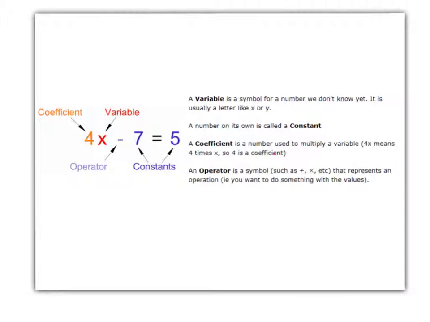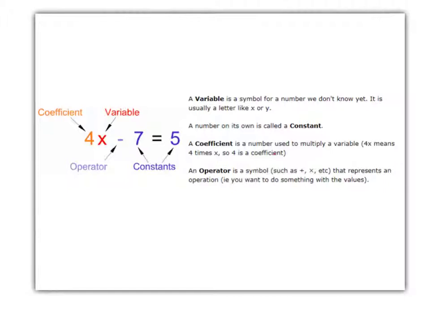Alright, here's a little summary of all of the new words that we just went through. So a variable is the symbol for a number we don't know yet, and it's where we normally use an X or a Y or a letter until we figure out what the number should be. A number on its own is called a constant. So in this example here we have 2 constants. We have the 5 and we have the 7.